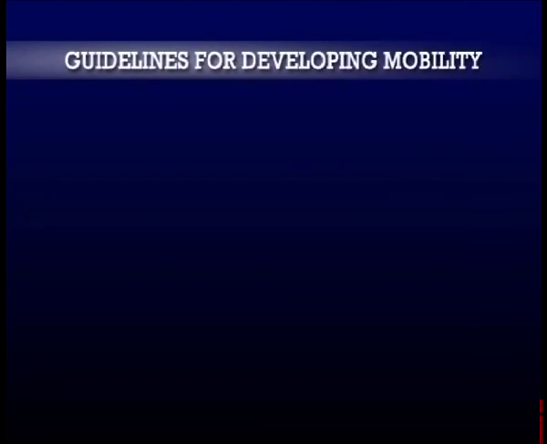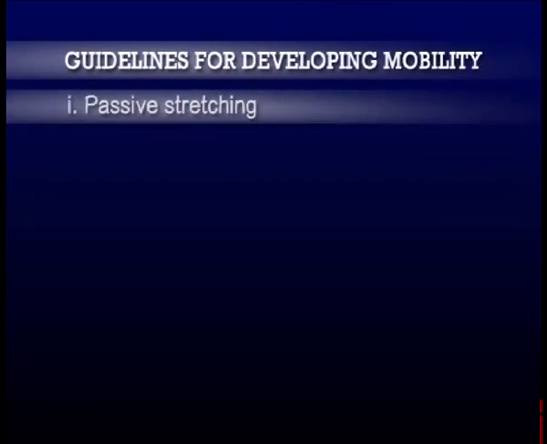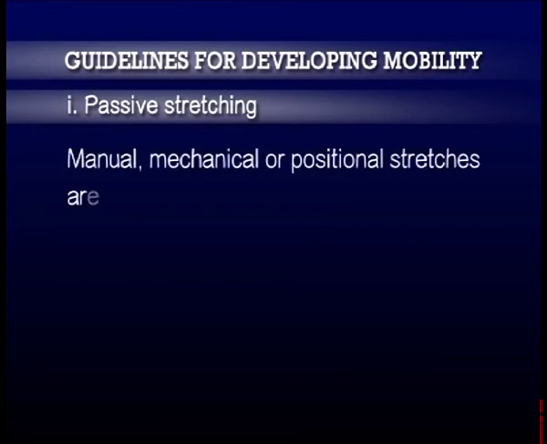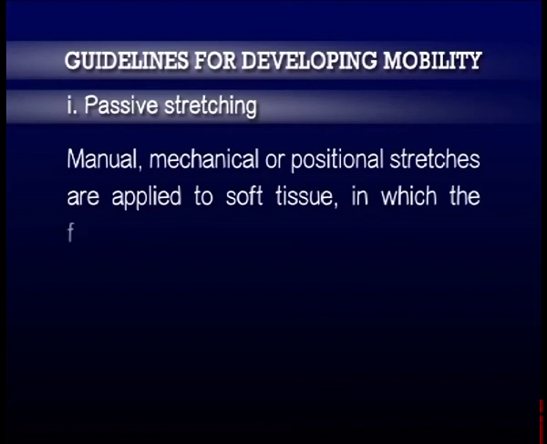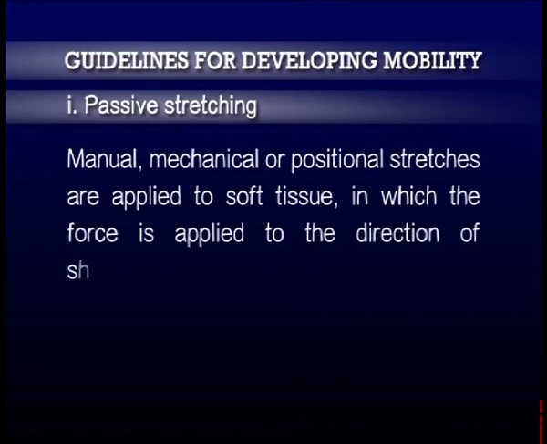Soft tissue refers to contractile and non-contractile tissue, that is, muscle, connective tissue, and skin. Each structure should take into consideration the normal functional activity. Here comes the guideline for developing mobility. First is passive stretching. Manual, mechanical, or positional stretches are applied to soft tissue in which the force is applied in the direction of shortening.